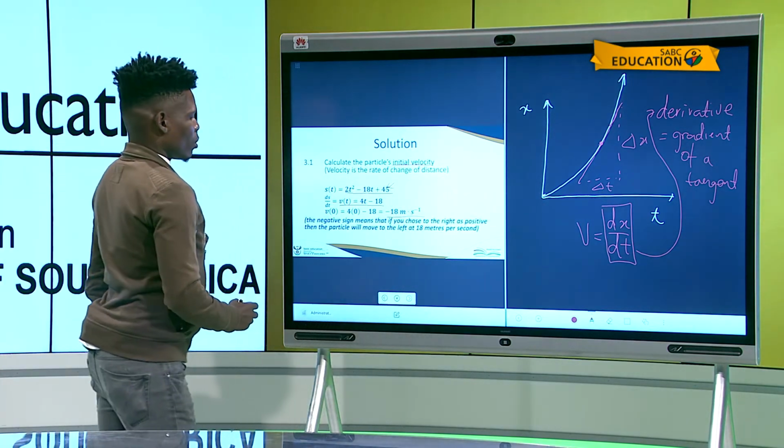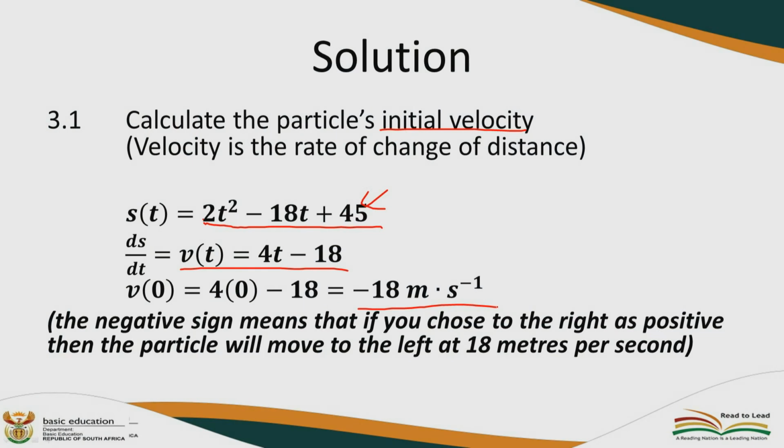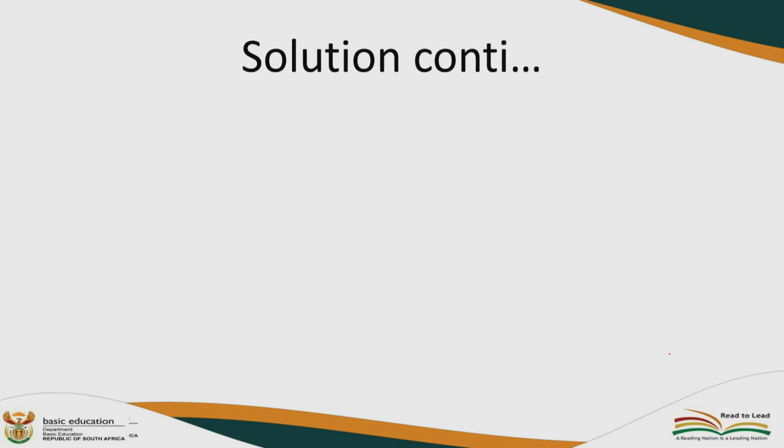So that is basically what I've outlined there: the sign means that if you choose to the right as positive, then the particle moves to the left at 18 meters per second. All right, so let us look at the next question.